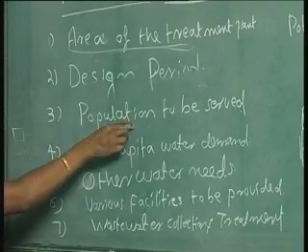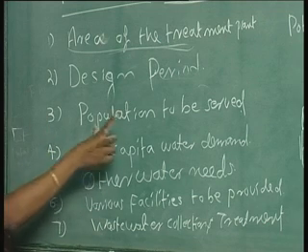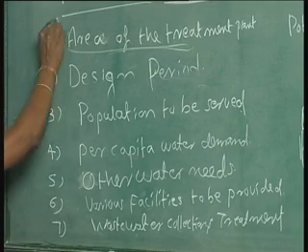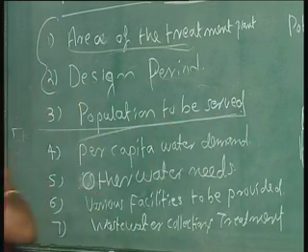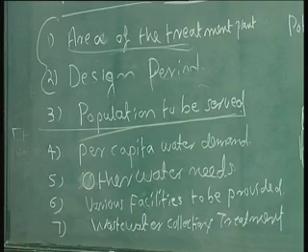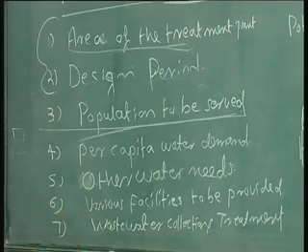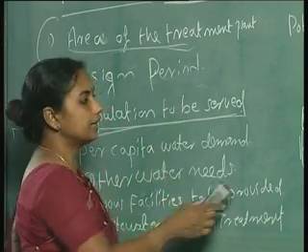Then the other one is population to be served. How can we find out this one? Then what is the per capita water demand? Then what are the other water needs in that area? Then what are the various facilities to be provided? And the last one is wastewater collection and treatment facilities. So, these points we have seen in detail. Now, next one is, what is the population to be served during the design period? So, how can we find out the population to be served? We will discuss that one in detail.